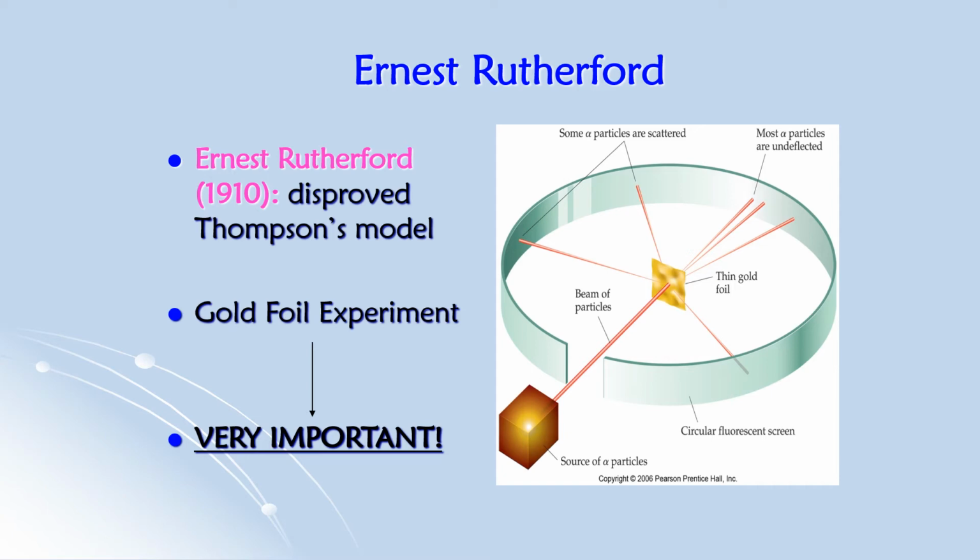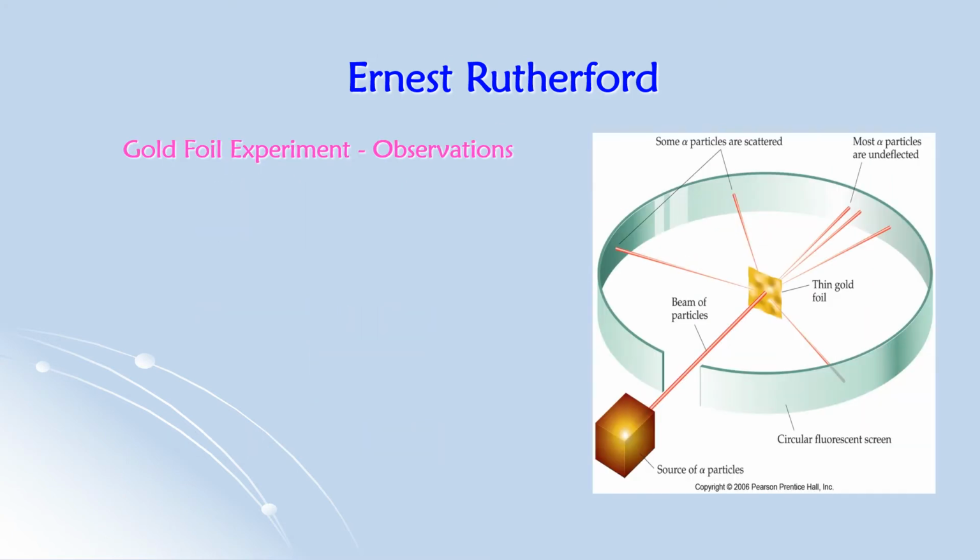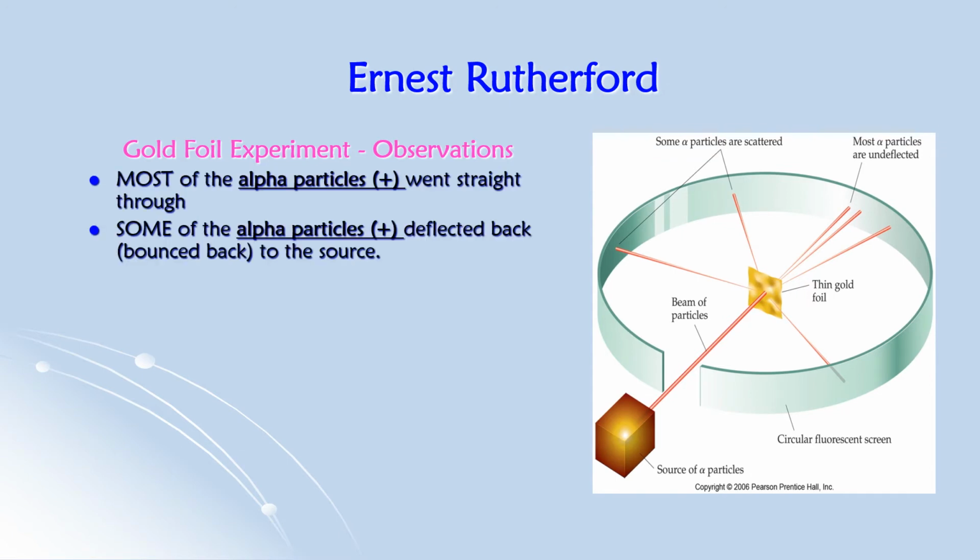So basically, as you see in this picture, we have the source of alpha particles, which are positively charged particles. And what he did was bombard those alpha particles, the positively charged particles, on a gold foil. He observed that some of the particles were passing straight through, some of the particles were being scattered in different directions, and some of them were deflected back. So this is what his observations were: most of them just went straight through, but some of them were deflected back, bounced back, or scattered.